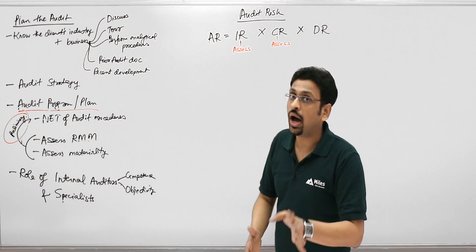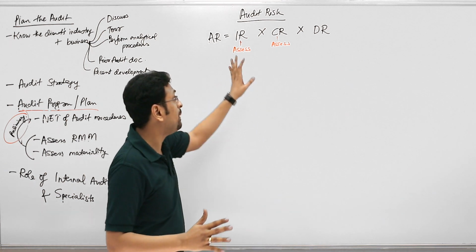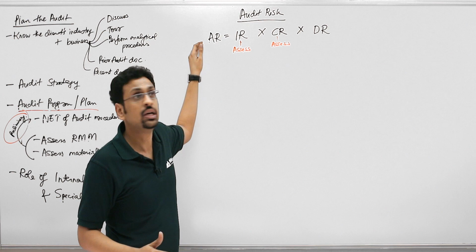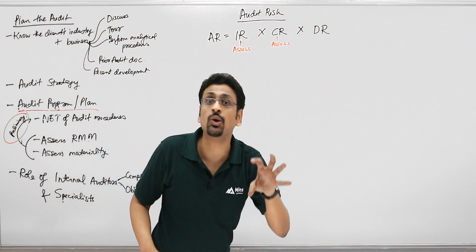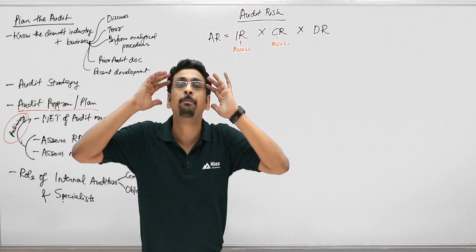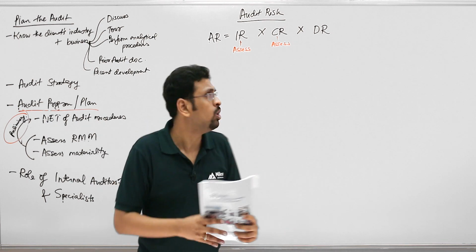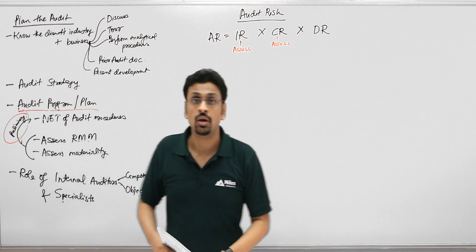So guys, now I hope you're understanding. If we can keep any of these components very low, we can reduce our audit risk. So let's say if control risk is 0, that means the client has got perfect internal controls. Will there be material misstatements here? No. So we've got no audit risk.